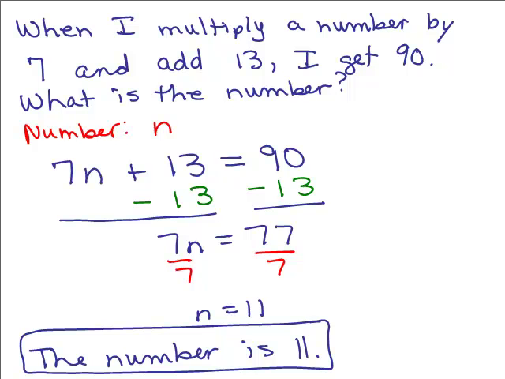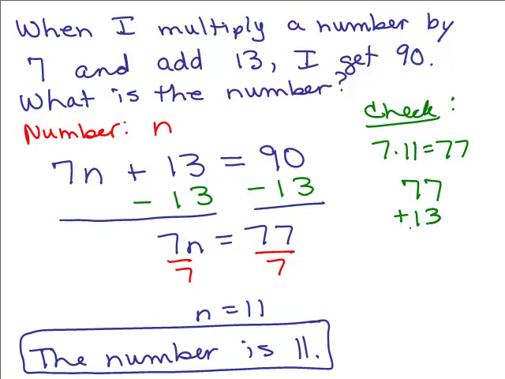Now, this is a little bit tricky to check. Do not check it in your equation. Go back up to the words and see if it makes sense. It says, when I multiply a number by 7 and add 13, I get 90. All right, so let's multiply the number by 7. Well, we said the number is 11, so 7 times 11 is 77. And then what happens? It says, then I'm going to add 13. And I get 90, and it says, yeah, I'm supposed to get 90. That's how it goes. All right, so you're just going back and seeing if it makes sense given the words in the original problem.